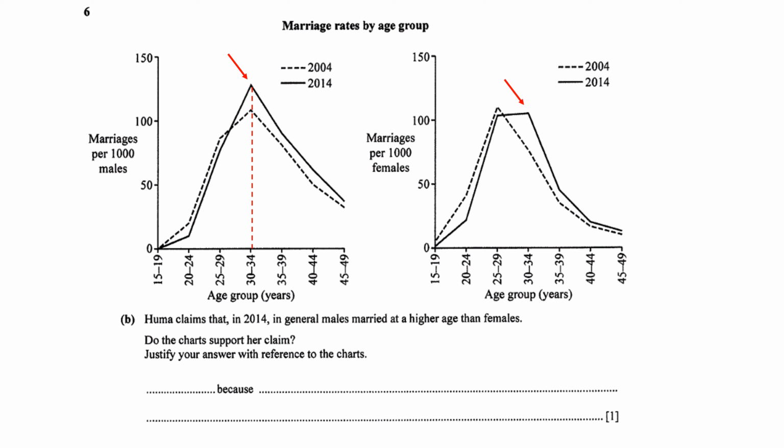This is the peak for 2014 for the female, and the age group is also 30 to 34. Hence, this chart does not support her claim because both males and females in 2014 have the same modal class of 30 to 34 years of the age group.